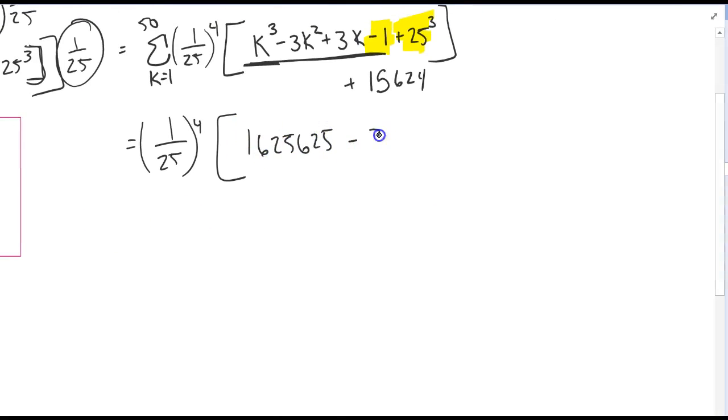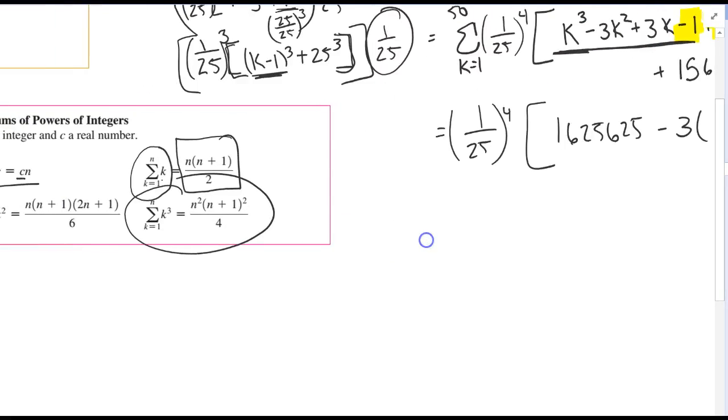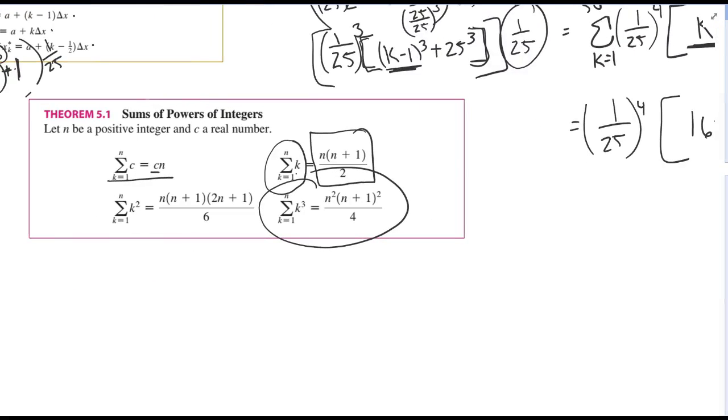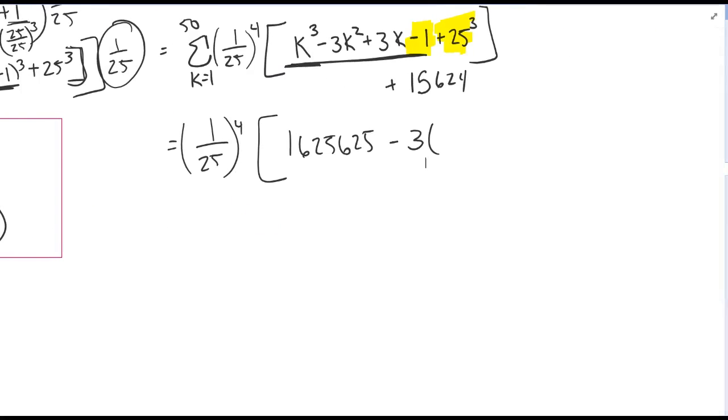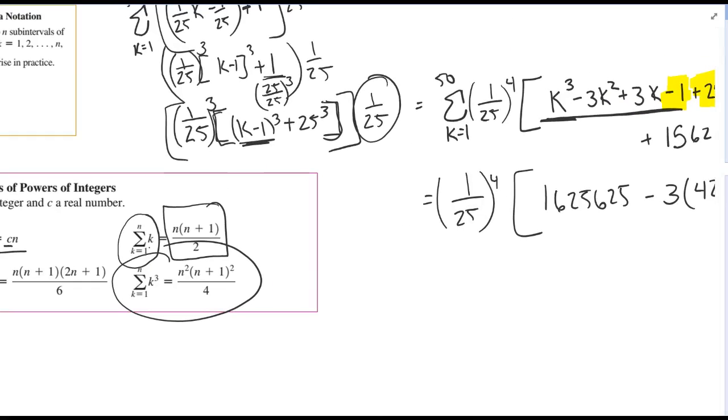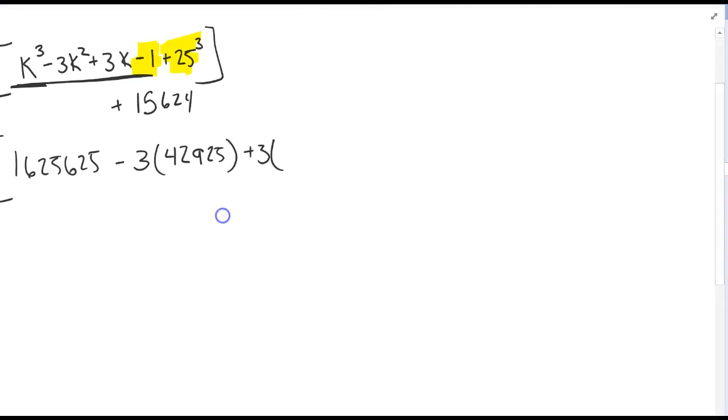1625625 minus 3 times the sum of k squared. So I'm going to use the k squared formula with n is 50, and I do that, and I end up with 42925 plus 3 times the k formula, n times n plus 1 over 2, so 50 times 51 over 2. And I end up with 1,275.